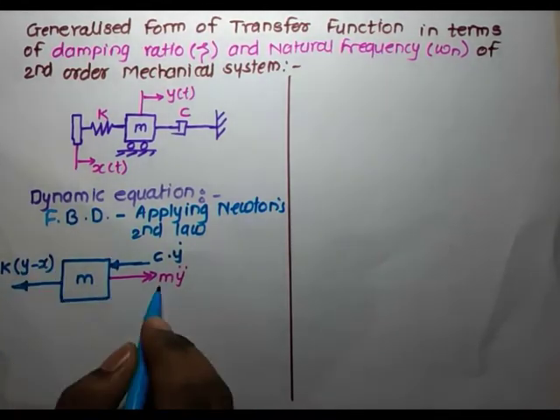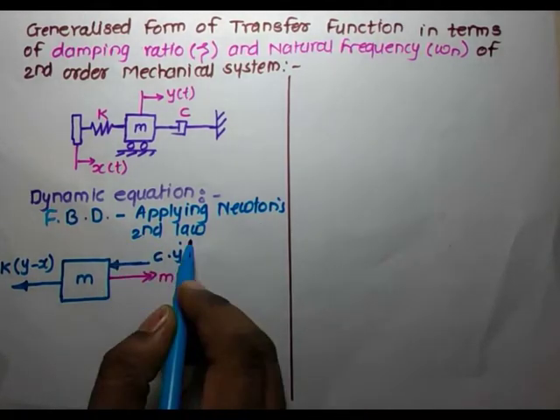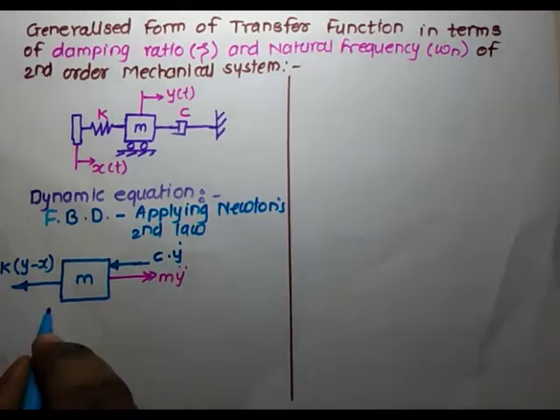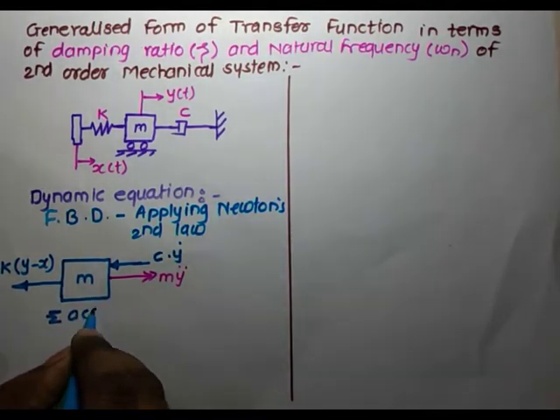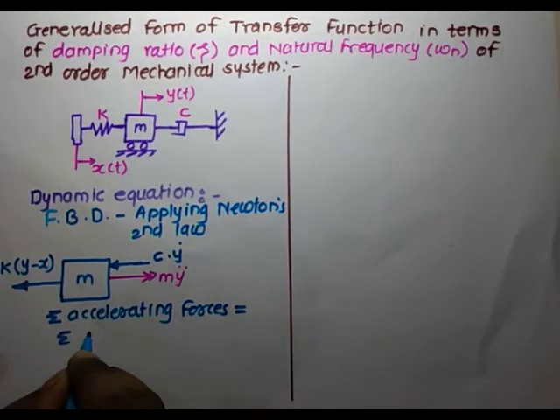So these are the forces which are acting on the accelerating body. Now by applying Newton's second law, we are considering the body is accelerating, and we'll say that the summation of all accelerating forces must be equal to the summation of all other forces.